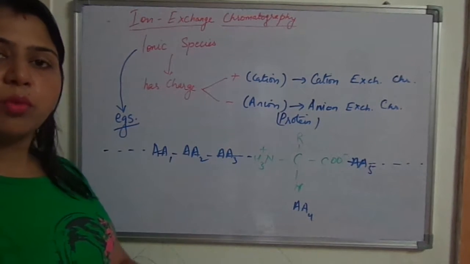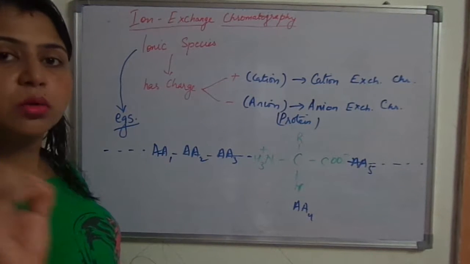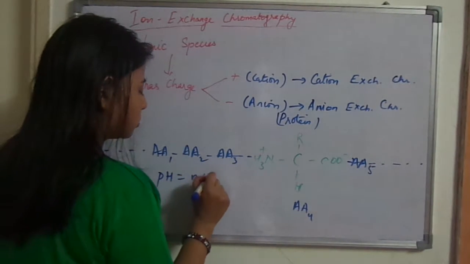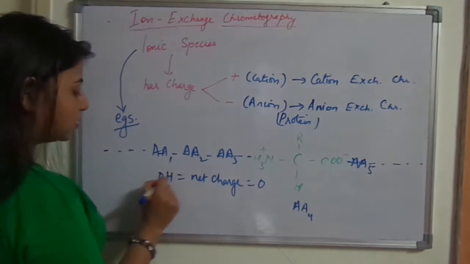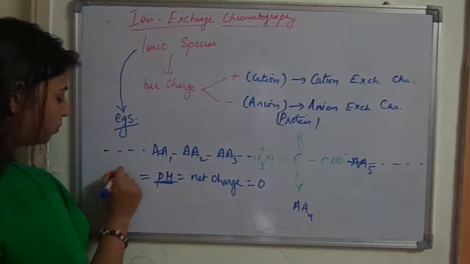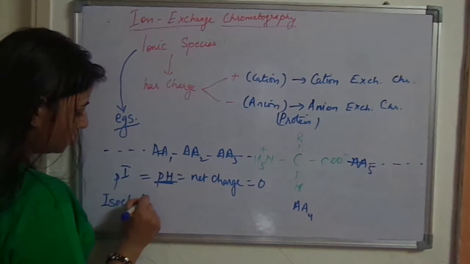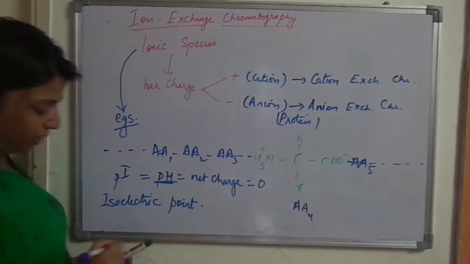The charge can be positive or negative, but there is a particular pH at which the net charge will be 0. Net charge will be 0. And this pH is known as pI, the isoelectric point. This pH is known as the isoelectric point or pI.